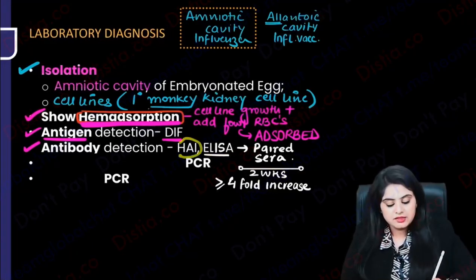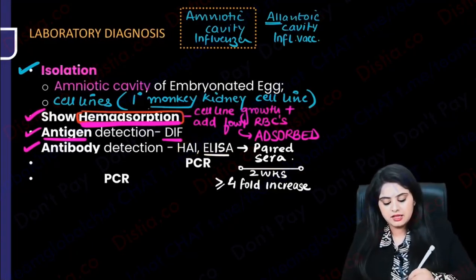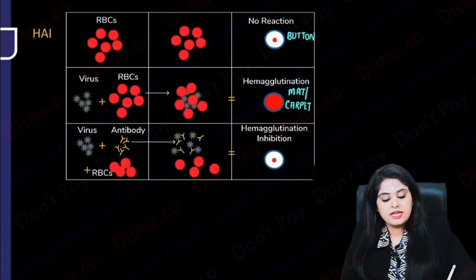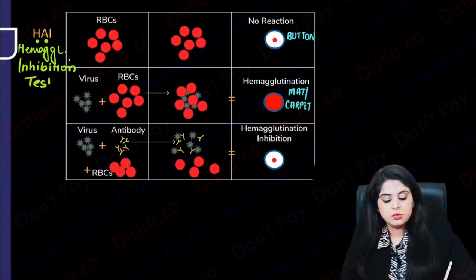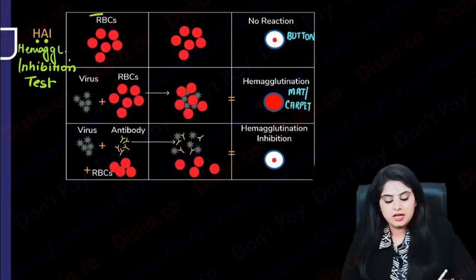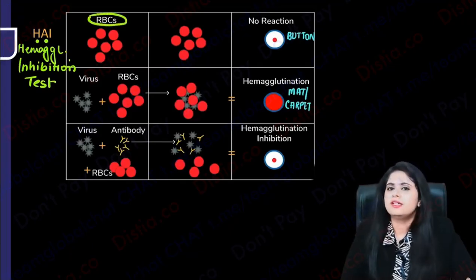What is the last test? HAI. What does this mean? So let's study HAI. It is the heme agglutination inhibition test. It is the heme agglutination inhibition test. So what do I do in this? I take RBCs, only RBCs, and no virus is added, no antibodies added, nothing is added.